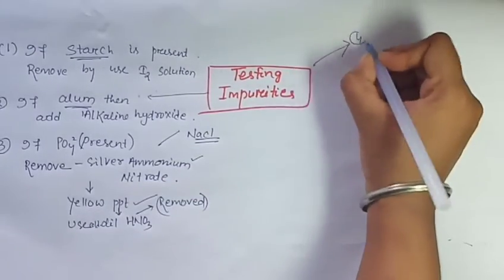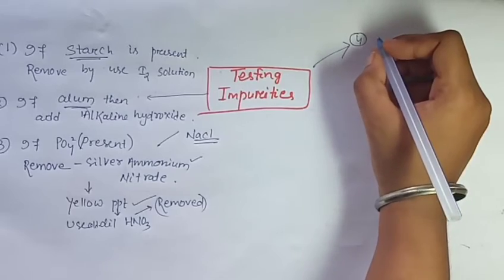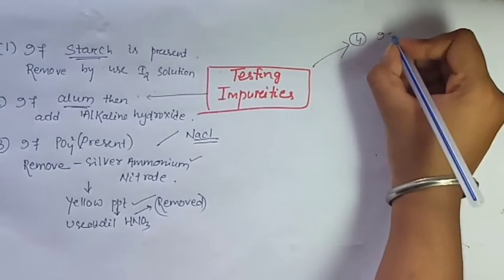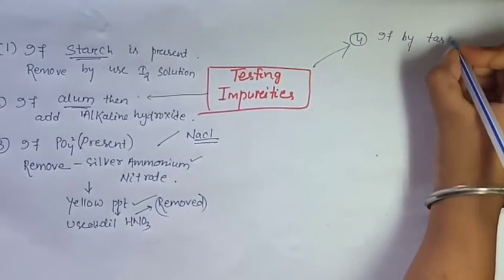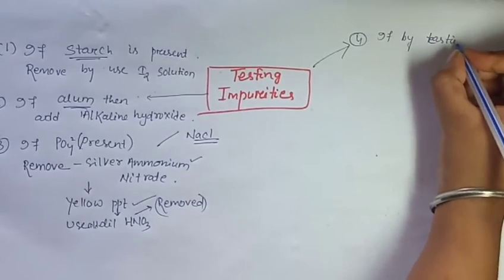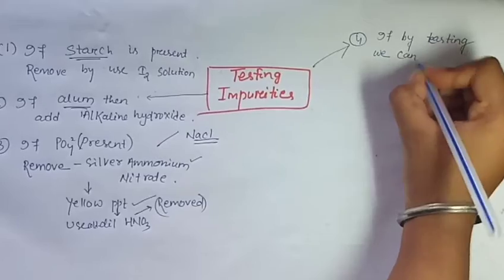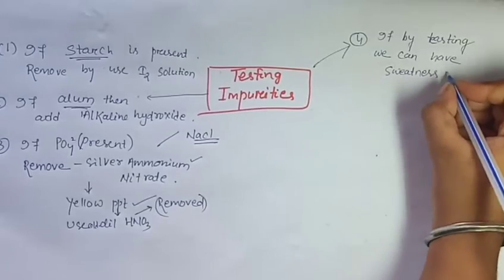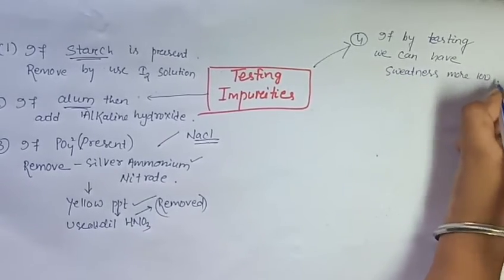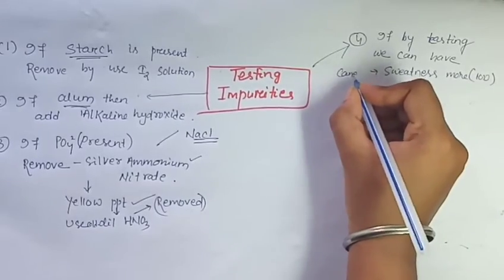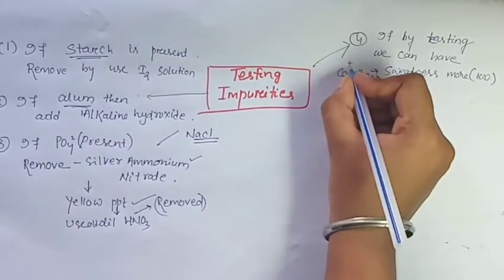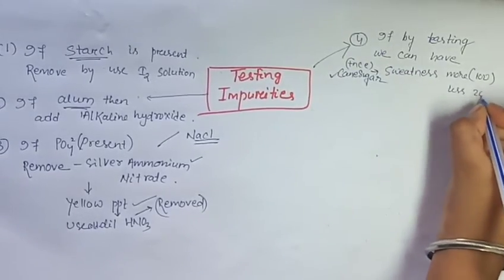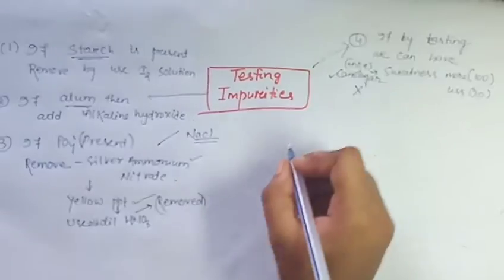And in the fourth stage, how do we diagnose whether there is cane sugar? By testing we can find that if the sweetness is more than 100, we can say there is cane sugar present. But if the sweetness is less than 20, we can say there is no cane sugar present.